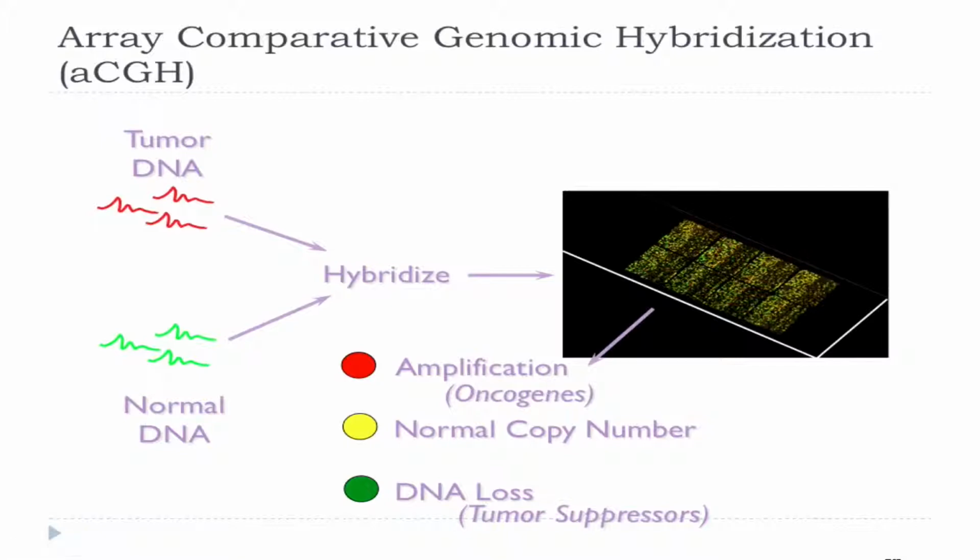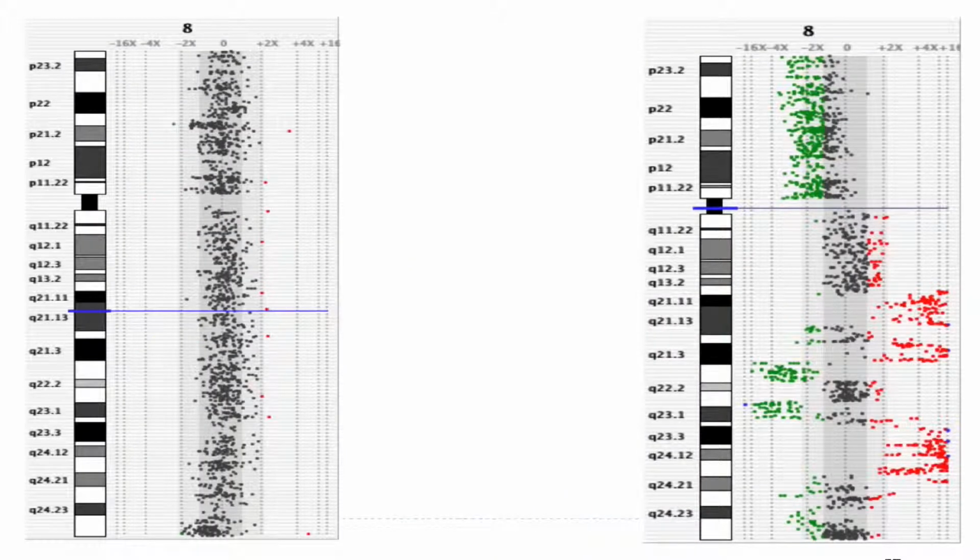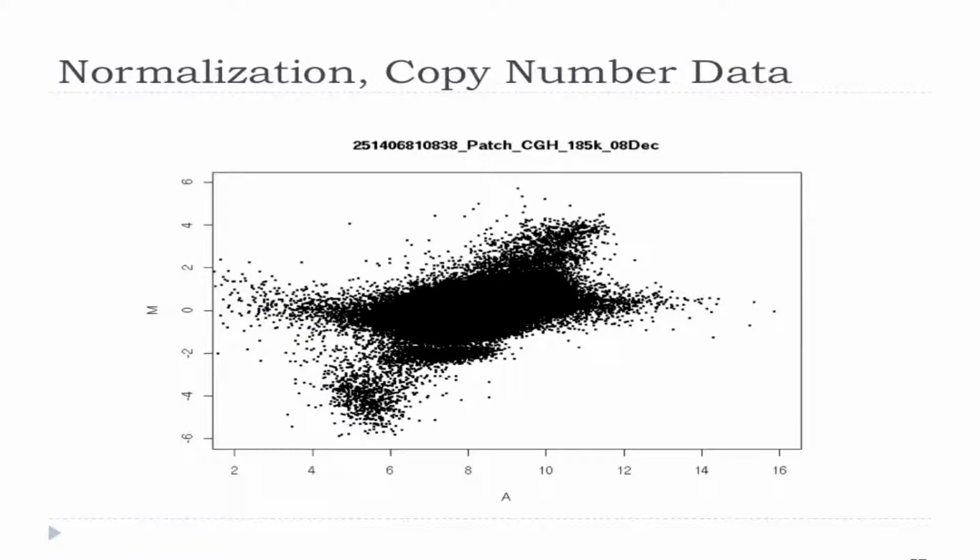When you plot it along the genome, it looks kind of like this. This is a normal chromosome 8. Down the center here is approximately 2 copies. You move over to a cancer sample. These are regions that show loss. These are regions that show gain. And so you can see that at least in this case, there's not much of the genome that's actually normal in copy number. What does this look like? Well, this is our friendly MA plot. And you can see in this case, our data are sort of centered around 0.